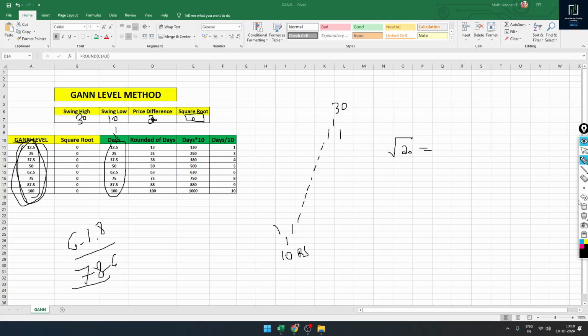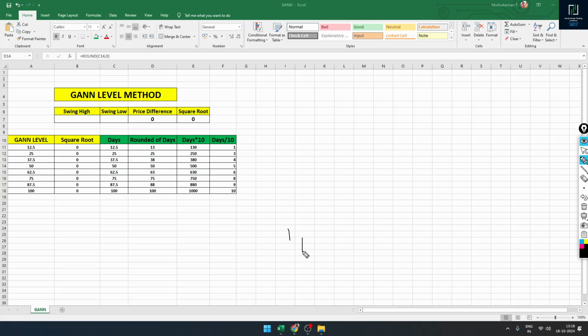So what we are going to do is find the swing low and the swing high. From swing low to swing high, we take the lowest price, let's say 10 rupees, and the highest price, let's say 30 rupees, and find the difference. With the difference we multiply with the Gann levels, and the results we get are dates and rounded-off dates.